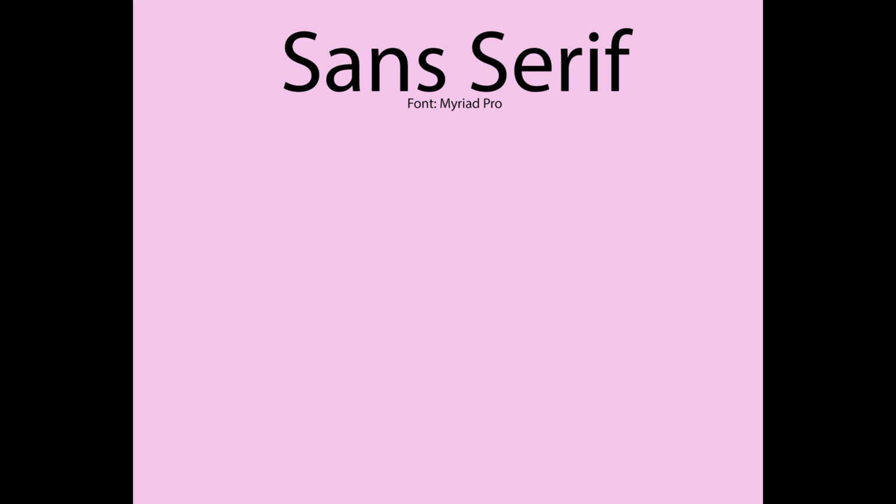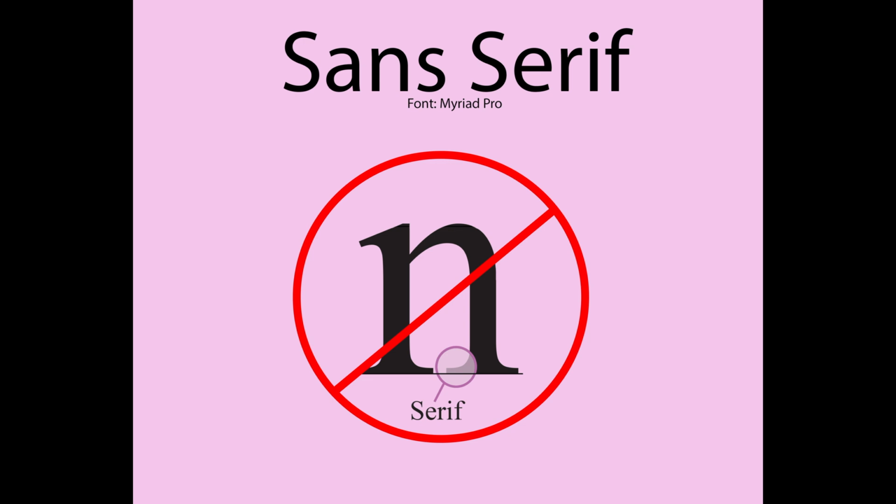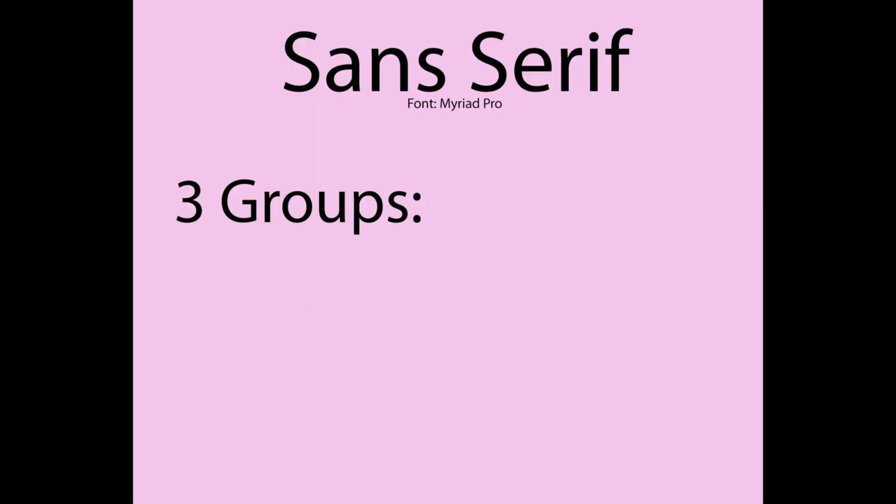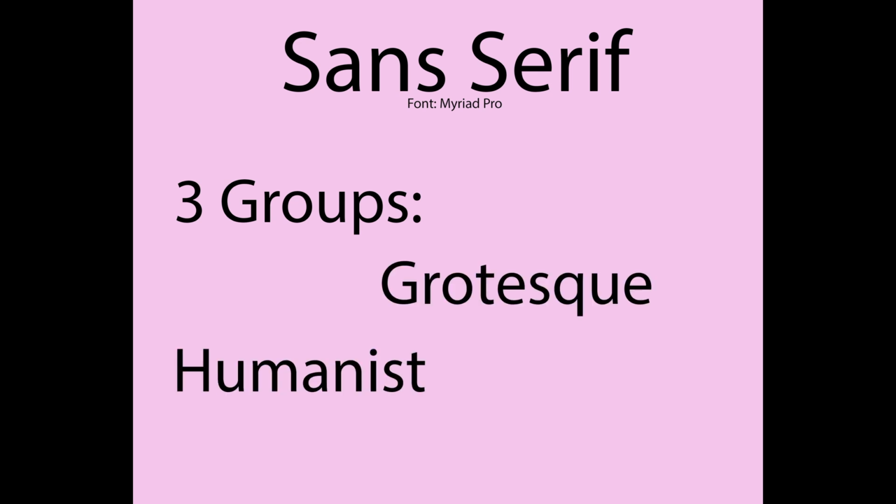Typography is a giant topic with many different rules, identifiers, and vocabulary. First, let's start with the top identifier, serifs. There are sans serifs and serifs. Sans serifs is a type of typeface that has no serifs on them. The word sans is a French word meaning without. Sans serifs can be classified into three different groups: grotesque, humanist, and geometric.